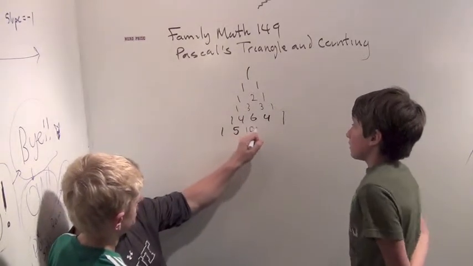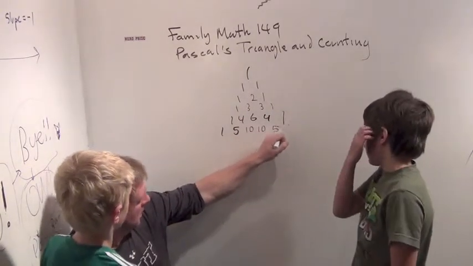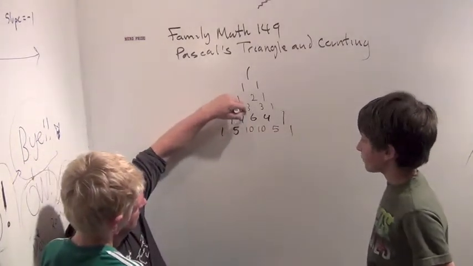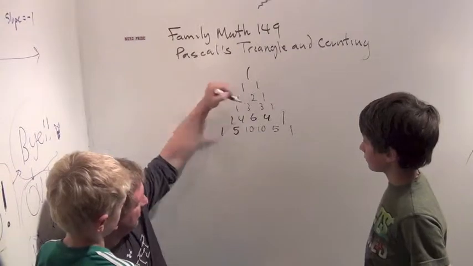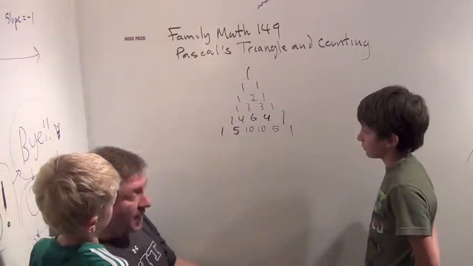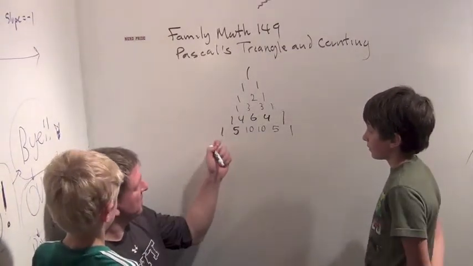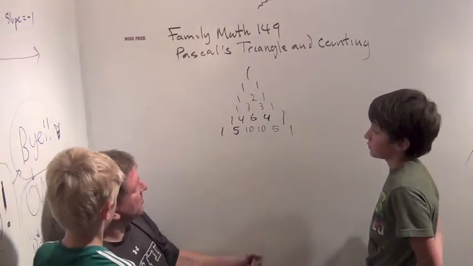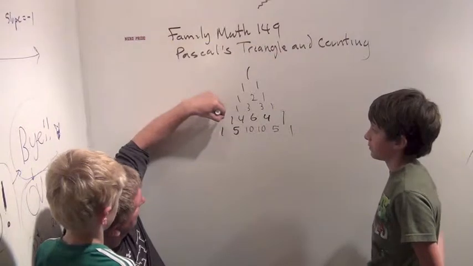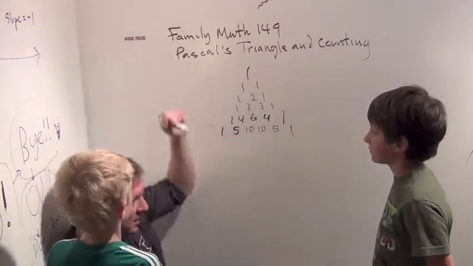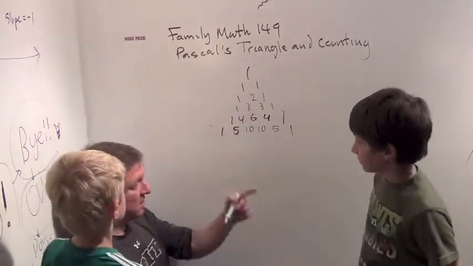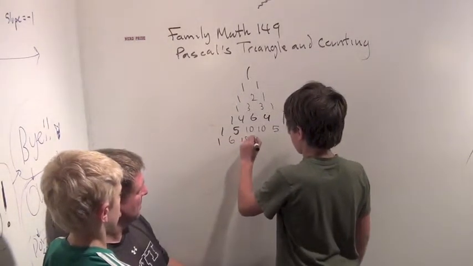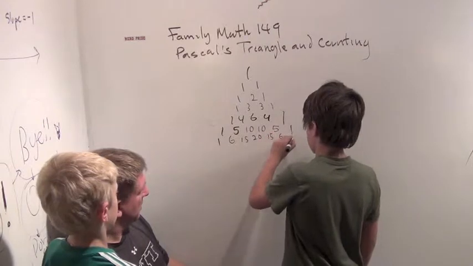10, 10, 5, 1. Okay, so every time we have a number like this 4, it comes from the sum of the two numbers above it, except the ones on the edges, which are always 1s. But you could think of those as coming from the numbers above it if you pretended there were zeros on the outside. Okay. What's the next row? It's going to be 1, 6, 15, 20, 15, 6, 1.